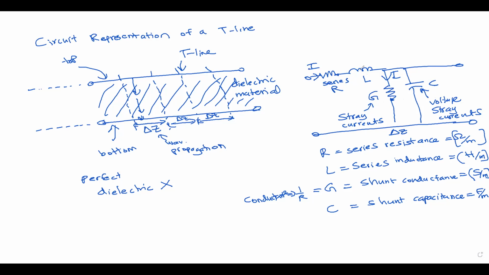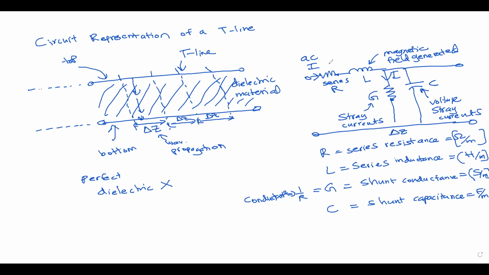Once the current is flowing in this transmission line, it is an AC current, alternating current. The alternating current produces a magnetic field. So in order to denote the magnetic field generation, an inductor is added in series to this top conductor. The magnetic field that is generated can be represented using an inductor.